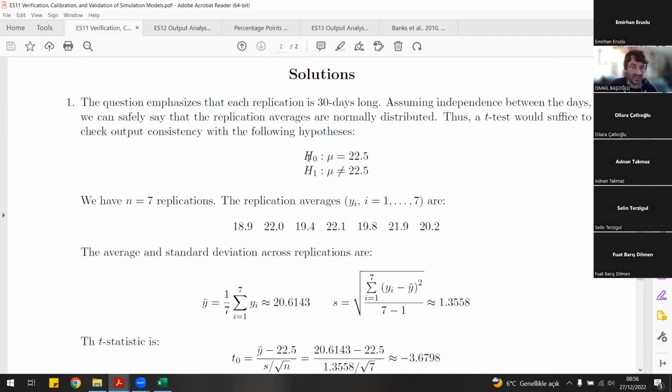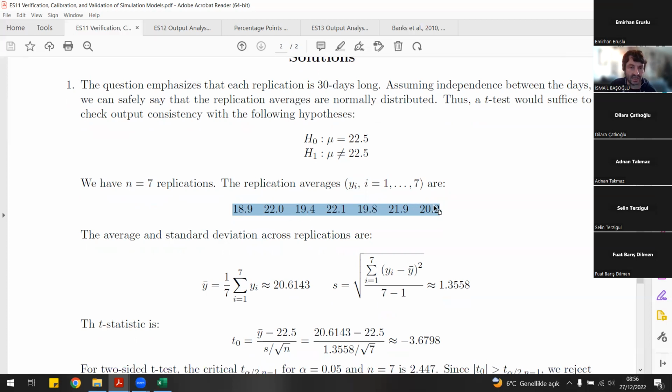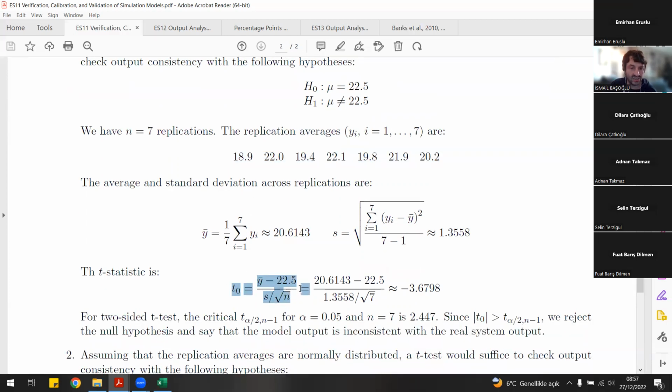Now, our null hypothesis indicates that this sample of 7 average number of jobs obtained from 7 independent replications is coming from a parent population where the true average number of jobs in the system is 22.5. And the alternative hypothesis indicates the otherwise. And for these 7 replications, in order to check whether this null hypothesis can be true or it is false, we are going to perform a t-test, and we definitely need a t-statistic obtained with this formulation.